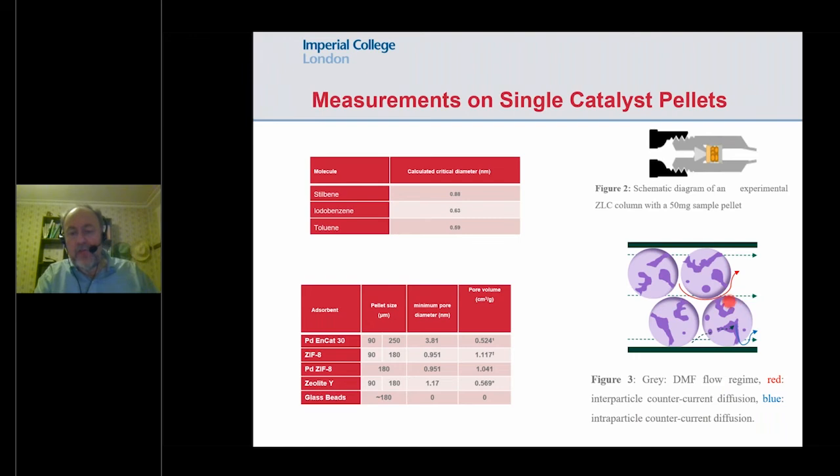So here are, if you like, some porous particles in my column, and we're interested in what happens to solute molecules as they pass through the column. Now, some solute molecules or reactant molecules will simply pass around the particles. So we'll actually get interparticle countercurrent diffusion. But of course, if it turns out the molecule is quite small and the pores are large enough, we will actually get intraparticle countercurrent diffusion.